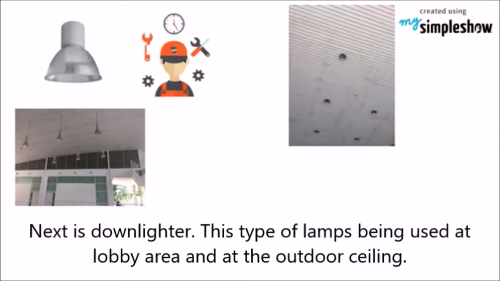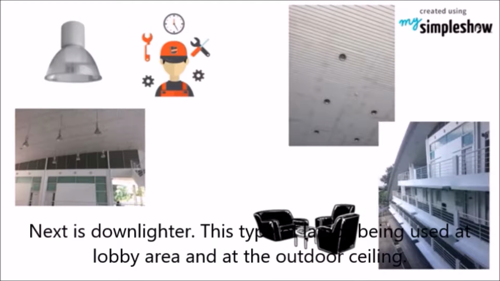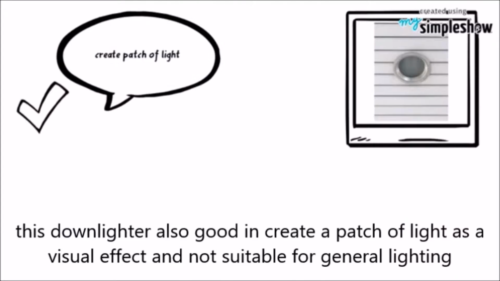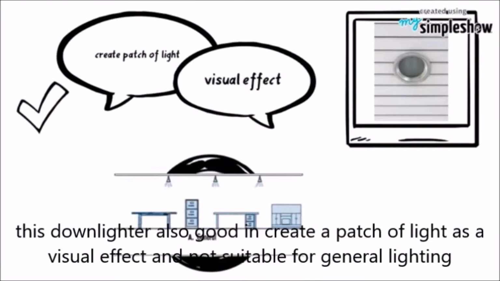Next is the downlighter. This type of lamp is used at the lobby area and at the outdoor ceiling. This downlighter is also good at creating a patch of light as a visual effect, but it is not suitable for general lighting.